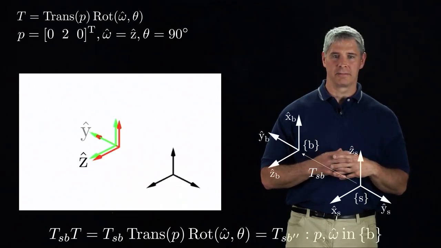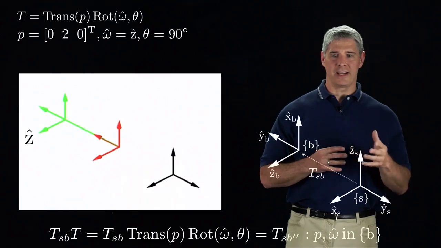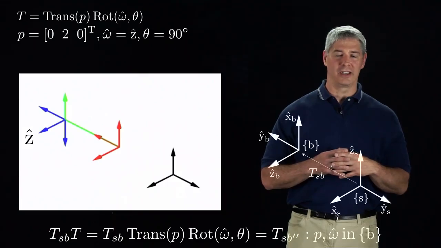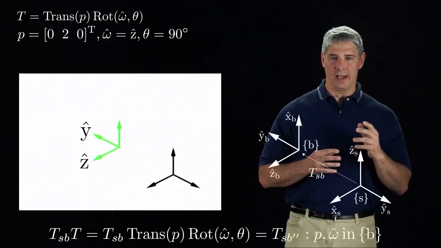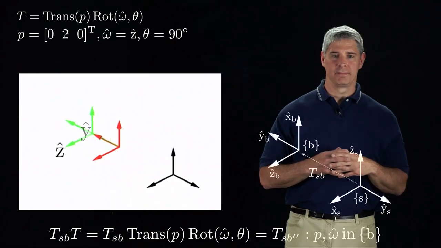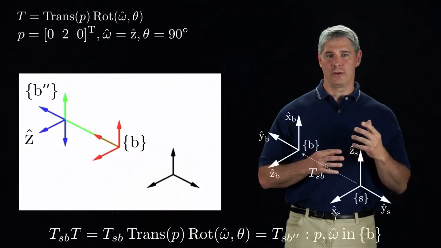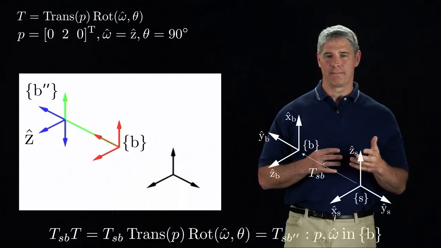Let's run the animation. Notice that the body's z-axis used for rotation in the second step moved along with the frame during the initial translation. And now one more time. Notice where the B frame ends up. We call this new frame B double prime.